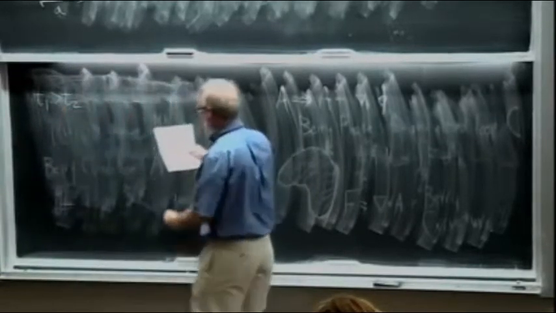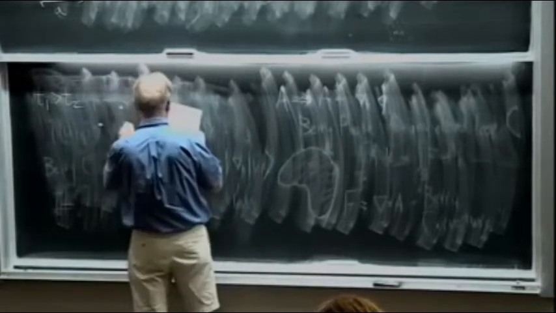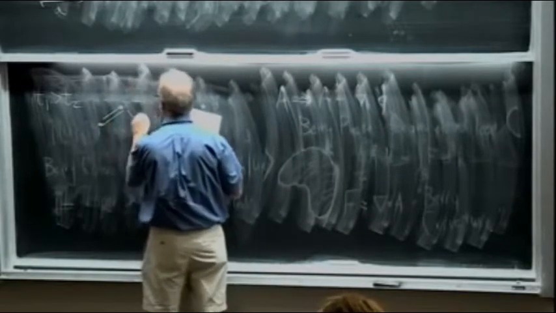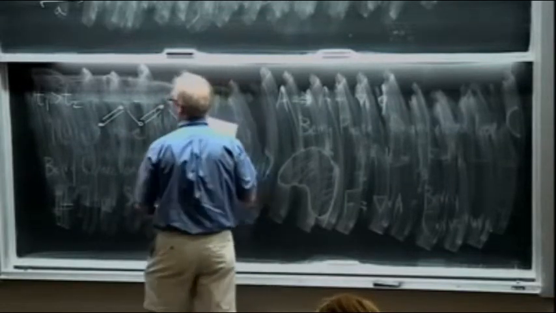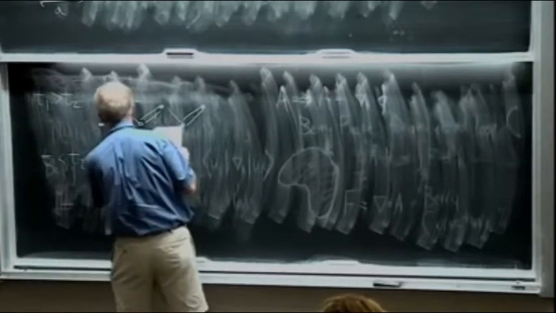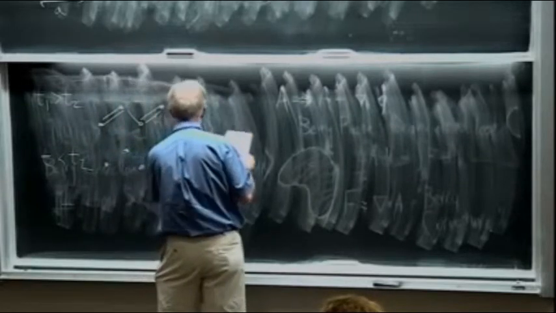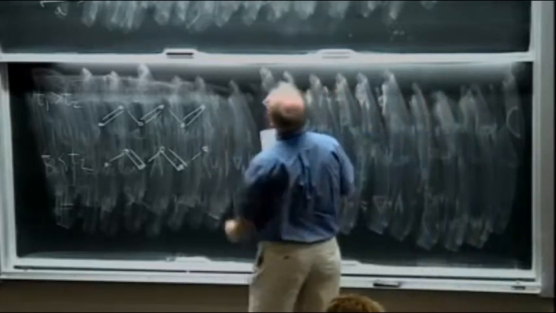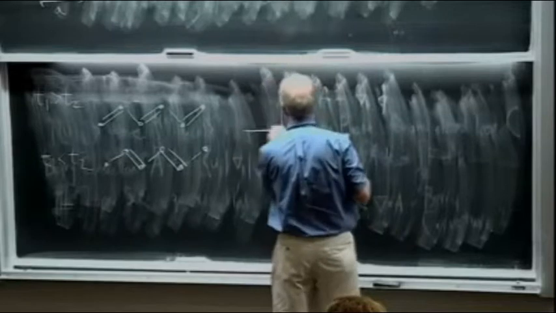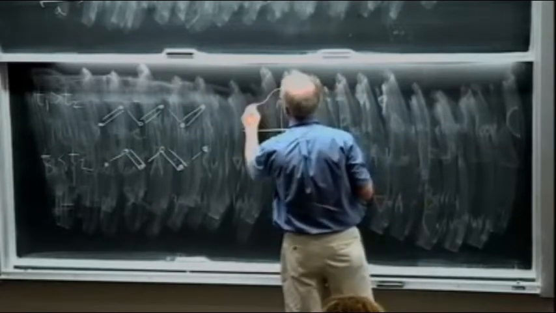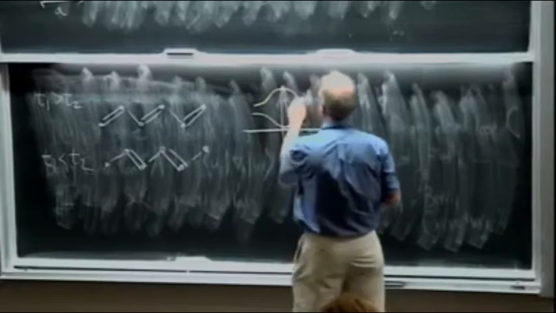In particular, I could have t1 bigger than t2, in which case these bonds are strong and these bonds are weak. Or I could have t1 less than t2, in which case it's the other way around. In either case, what'll happen is we open up a gap, like that.